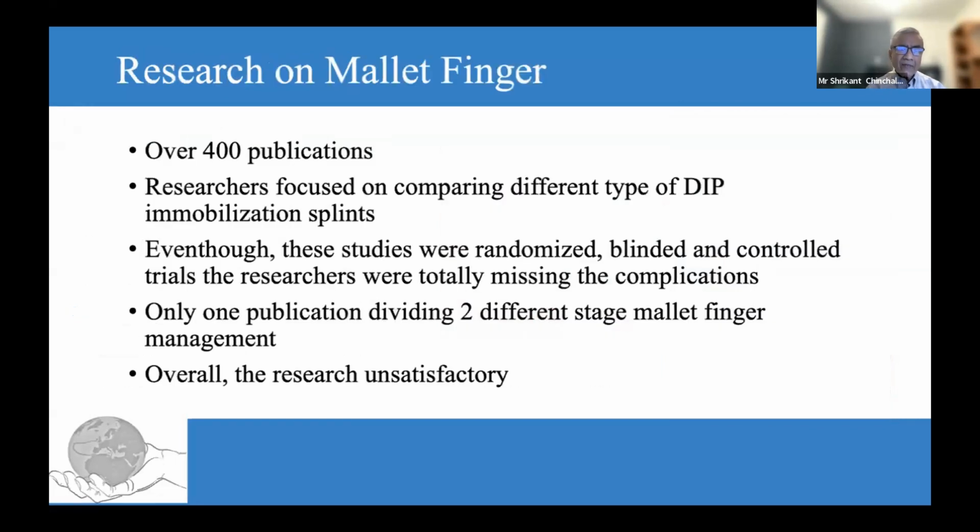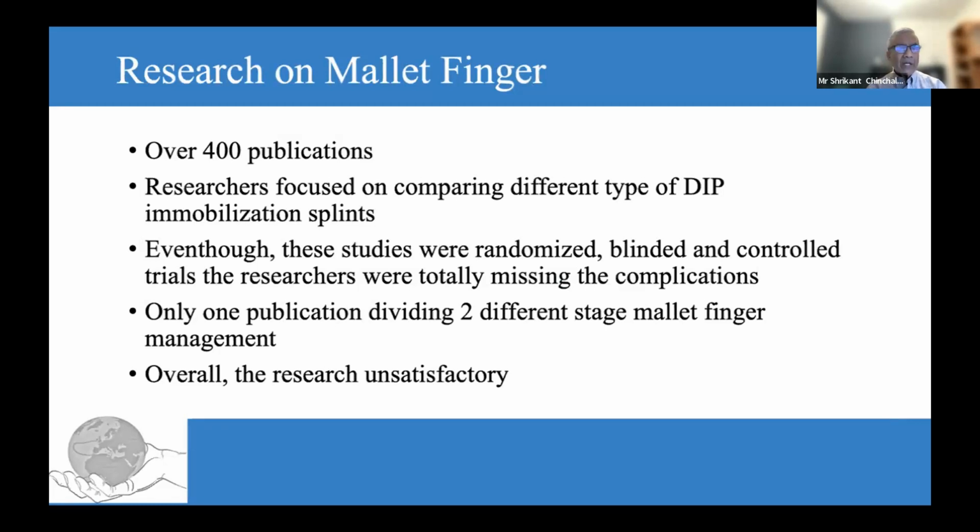Interestingly, there are over 400 publications on mallet finger. What I found is that researchers focused on comparing different types of DIP joint immobilization splints. Even though there are only limited studies that have randomized, blinded, or controlled trials, they were totally missing the complication that we commonly see with mallet finger injuries.